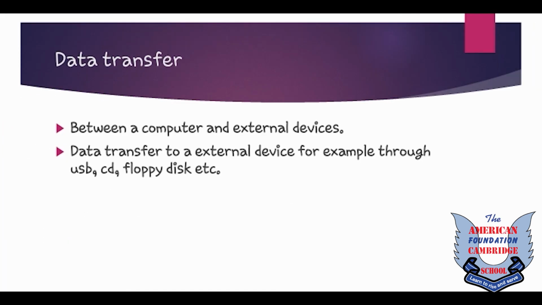The next is between a computer and external devices. Data can be transferred to external devices, for example, through USB, CD, floppy disk, etc. Your data can also be transferred by using external devices like we normally use in our daily life: USB, CD, floppy disk. We can put our data in the USB and then take the USB out of our PC, and we will insert the USB in the PC where we want to transfer the data, and our data will be transferred from that external device. USB is an external device because we can easily take it out.